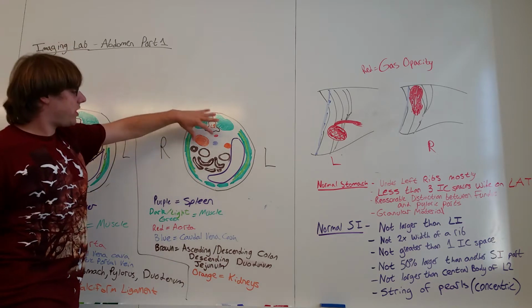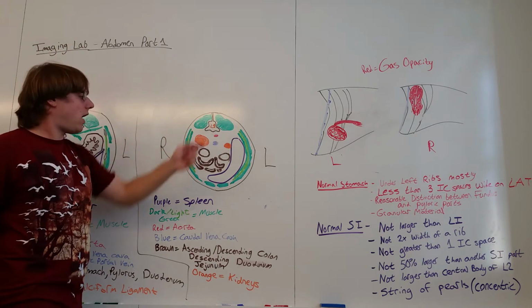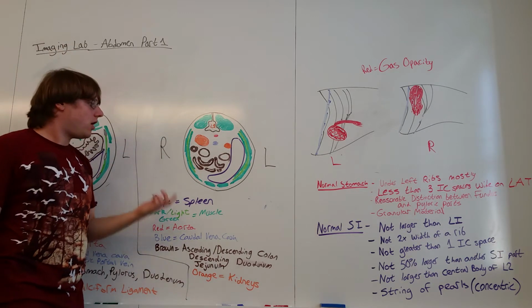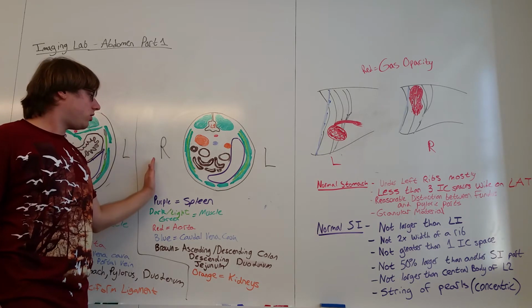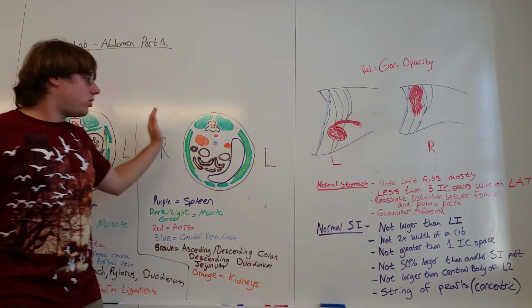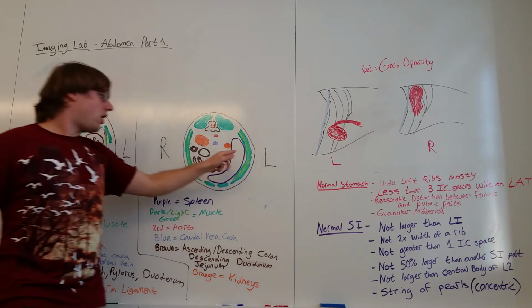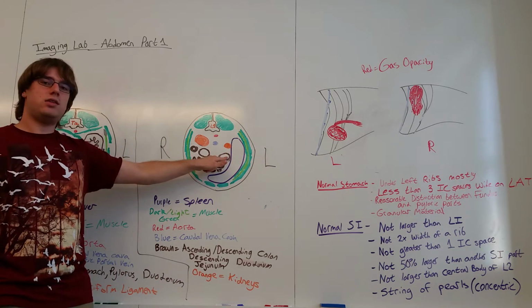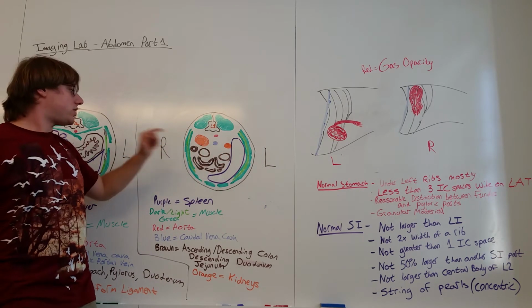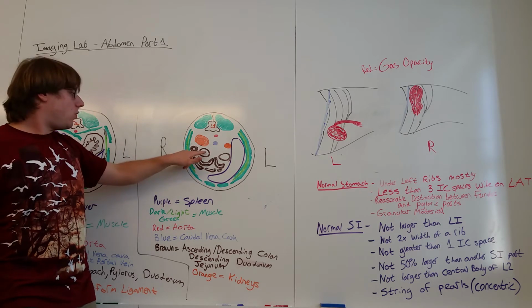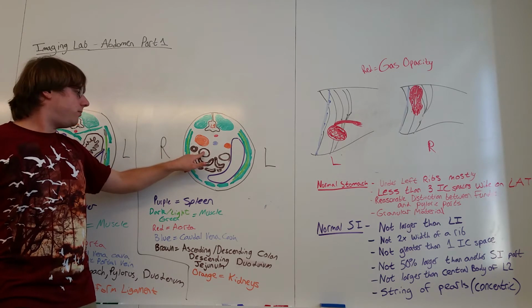All right, and then once again we have colon. Now, how do we know if it's ascending or descending colon? Well, we know ascending colon should be on the right side. We know descending colon should be on the left side. So near the spleen, I expect to see descending colon. On the right side, where there might not be any organs just yet, we expect to see ascending colon.